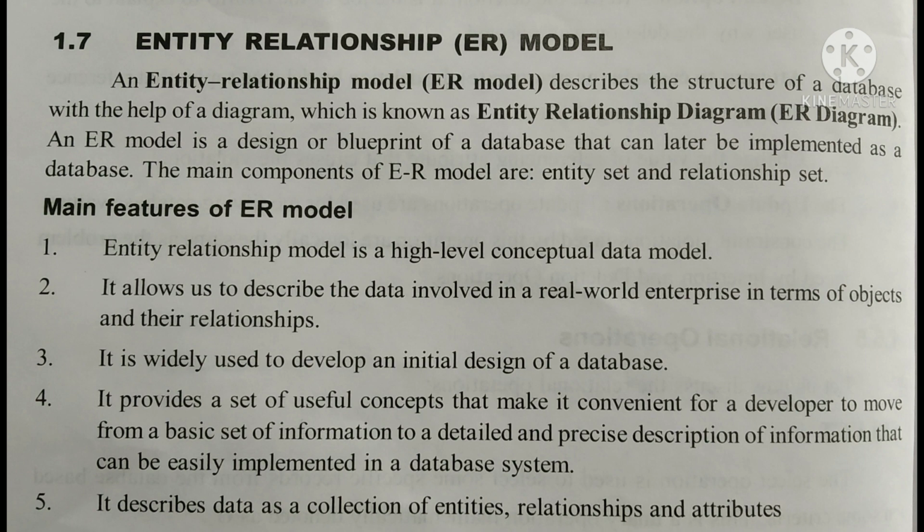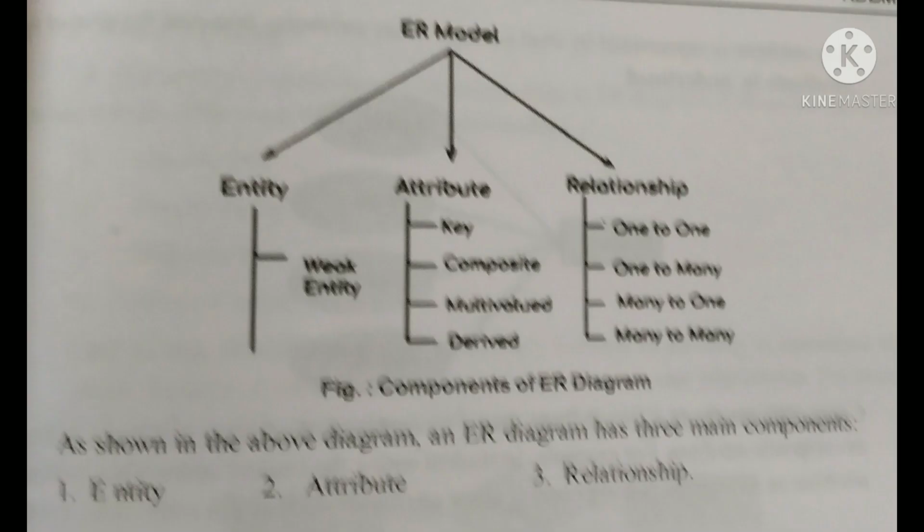These are some diagrams of relationships in the ER model. They show that entities are of two types, weak and strong entity. Second, attributes can be divided into four types: key, composite, multi-valued and derived. Then relationships: one to one, one to many, many to many and many to one. Then you can go for the entity relationship model.